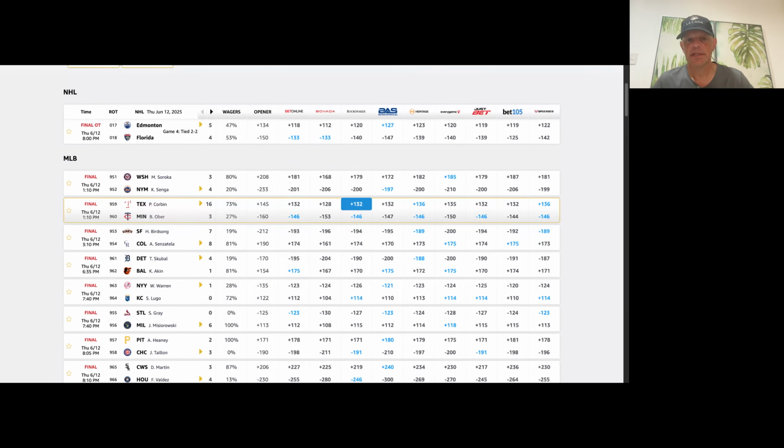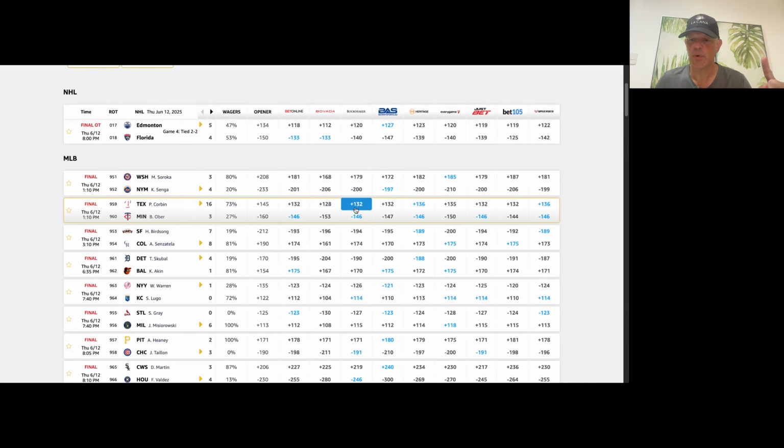Now, let's look at Minnesota. It opens for Minnesota at minus 160, and then the line closes at minus 146. So it's moving away from Minnesota. If it was moving in favor of Minnesota, it would have closed at maybe minus 165, minus 166. An example of it moving in favor of the favorite, take a look at Detroit and Baltimore. The line opened at minus 170. It closed at minus 190. Now, Texas opens at plus 145, closes at plus 132.